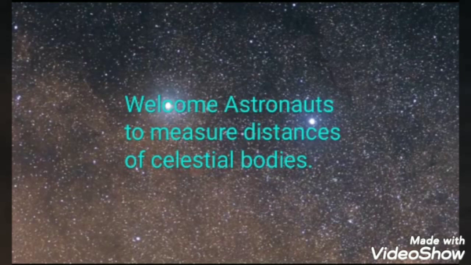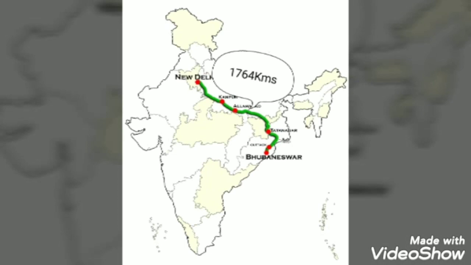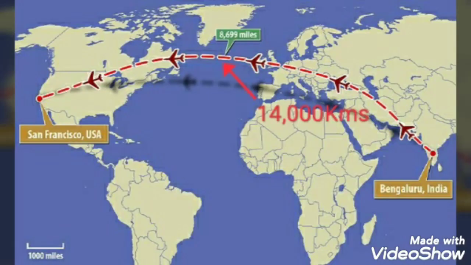Say, for example, the distance between two cities, New Delhi and Bhubaneswar, is expressed in kilometers. It is 1764 kilometers. Likewise, the distance between two countries is also expressed in kilometers. The distance between Bengaluru in India and San Francisco in USA is 14,000 kilometers. So the distance increases. We all know that the universe is very big.